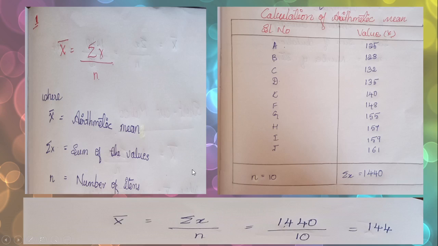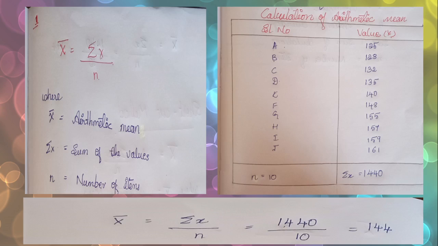n represents the number of items. Here A to J, the number of items is 10: 1, 2, 3, like this, there are 10 items in total. After ascertaining these values, I simply put the values into the formula. You know that the formula is x bar equals summation x divided by n. Here summation x is 1440 divided by the total number of observations, 10. So the average value, the arithmetic mean, is 144.